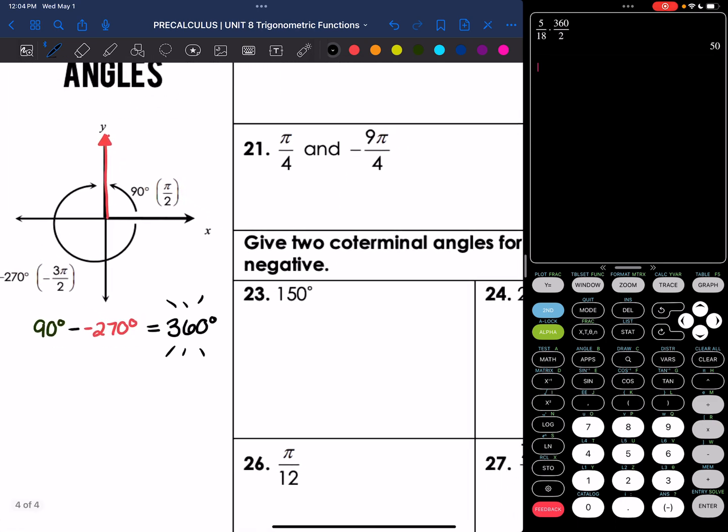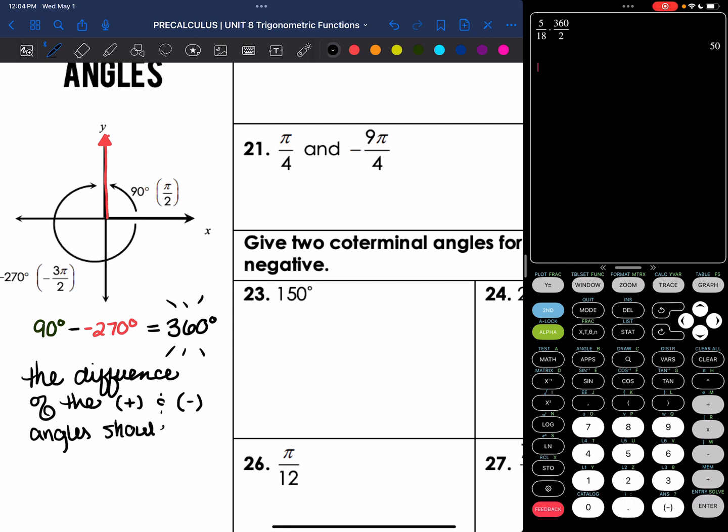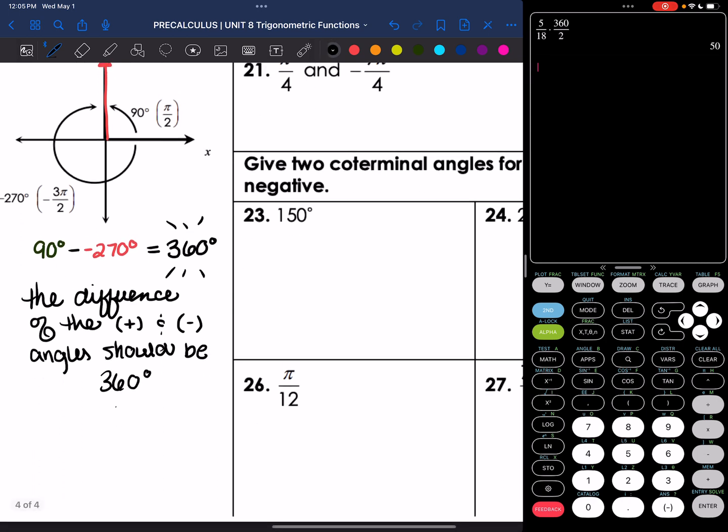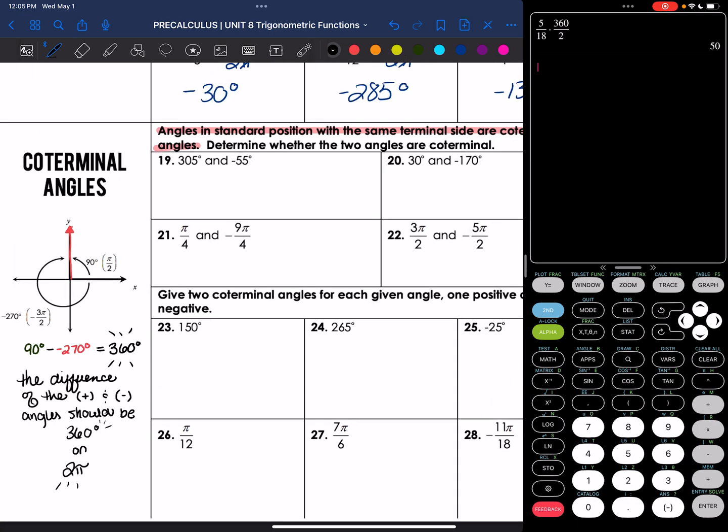The difference of the positive and the negative angles should be 360 degrees, or if you're working in radians, 2 pi, or some multiple of that. It should be a full rotation that you have at the end.